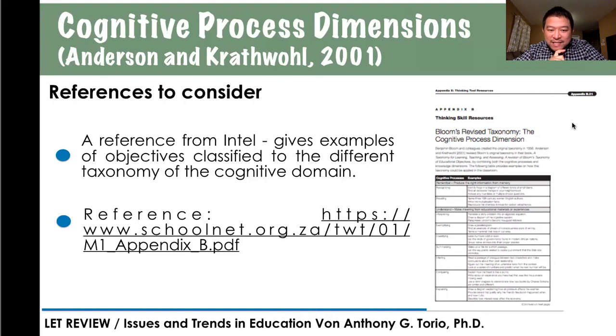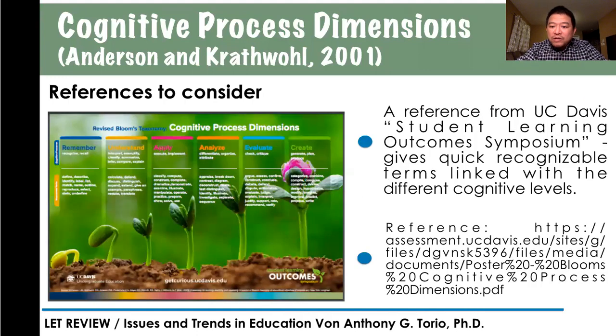The first reference is from Intel. It gives examples of objectives classified to the different taxonomy of the cognitive domain. The second reference is from UC Davis. And in this illustration, basically this is what you'd be able to find through the link that I'll be sharing in the description box of my presentation.